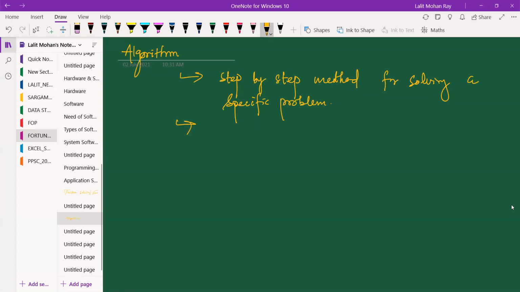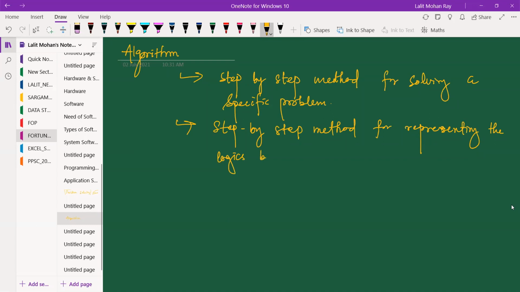Or you can say it is a step-by-step method for representing the logic to solve a specific problem.